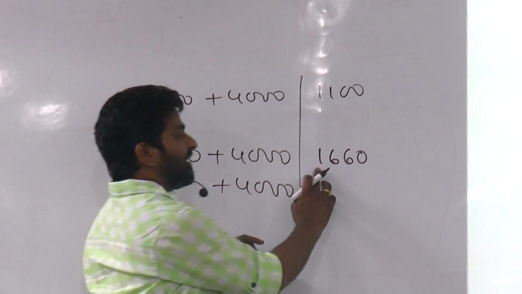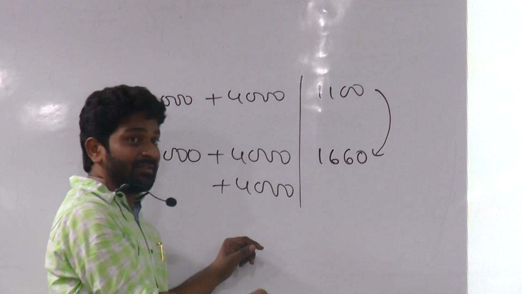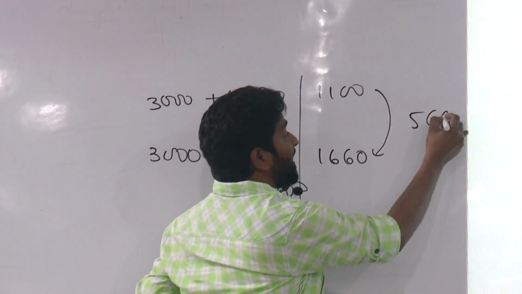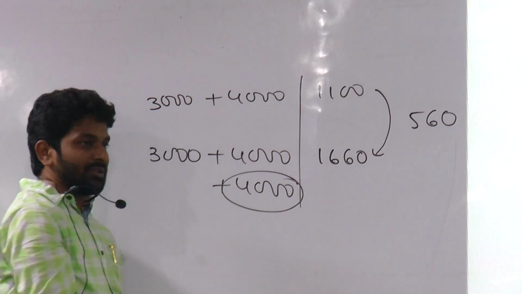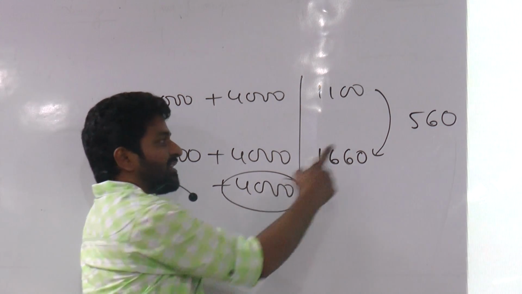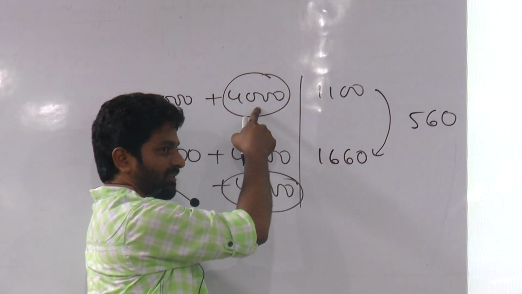So now he is getting 1660. In the sense, how much extra than the previous case? 560. He is getting 560 rupees extra because of 4,000. So on 4,000 he is getting 560.